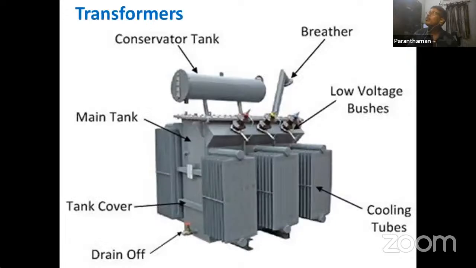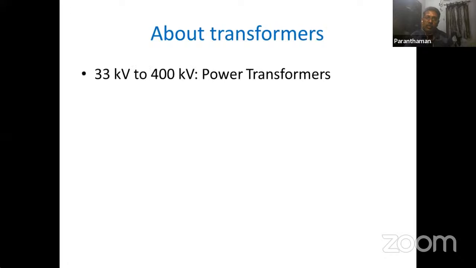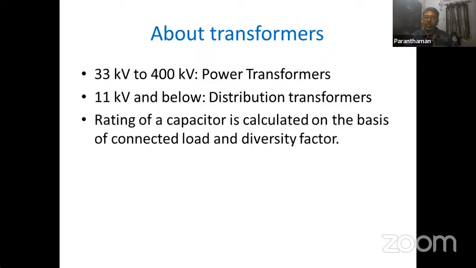So we have rushed through capacitors. Now we are coming to transformers. All of you know about transformers. There are two major categories: 33 kV to 400 kV are termed power transformers, and 11 kV and below are termed distribution transformers.